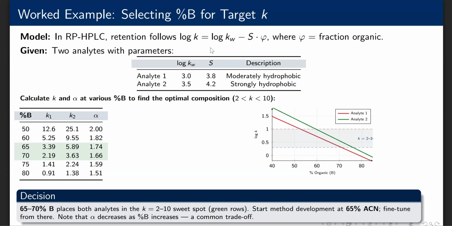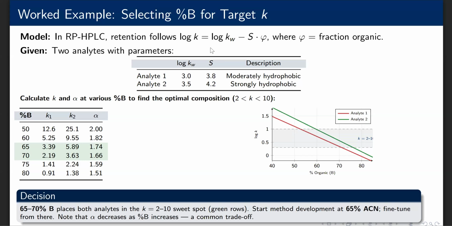At 50%, both K values are too high, 12.6 and 25.1, meaning excessively long run times. At 80%, both are below 2, meaning poor retention. The green highlighted rows at 65 and 70% place both analytes in the K equals 2 to 10 sweet spot. The plot on the right shows the 2 lines crossing through the shaded target zone.